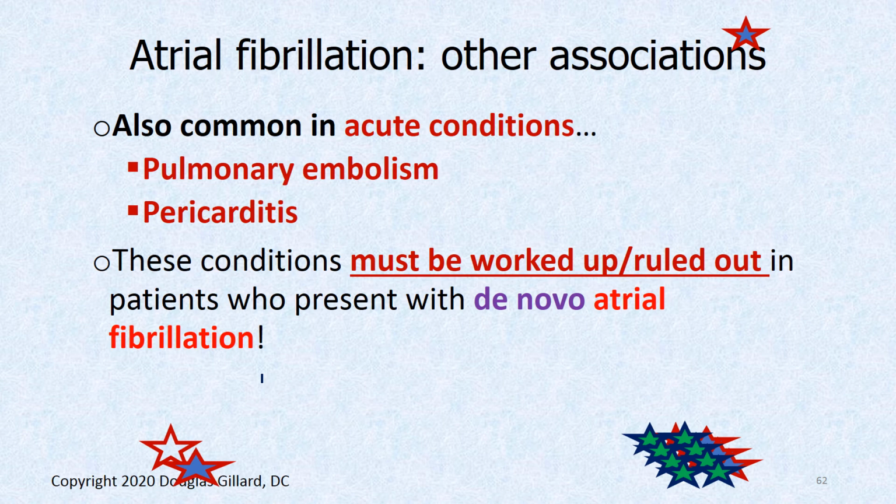Also, let's see, some more associations. Pulmonary, some acute conditions. When you're coming to the ER, you have to be careful. If someone has AFib, you've got to think, why do they have AFib? They never had it before. Did they just get off an airplane ride, a 12-hour airplane ride? Maybe they have a big embolism stuck in their pulmonary artery somewhere. So it's definitely associated with pulmonary emboli and pericarditis. Maybe they're developing pericarditis, so you have to work these things up.